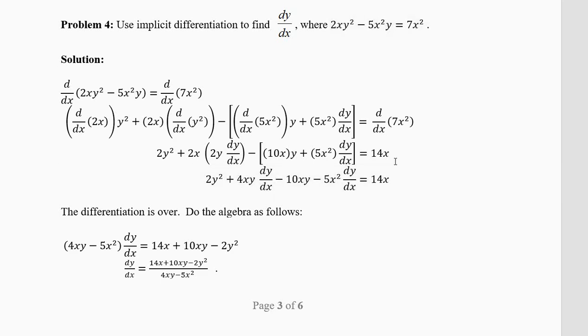Now the derivative of 7x² is 7 into 2x, which is equal to 14x. Now do the algebra. dy/dx is coming here, coming here. Write it here, open a bracket. Copy this 4xy from here and minus 5x² from here. Now 14x is on the right, do not disturb it. Take this 2y², you will get minus 2y². Minus 10xy when it goes from left to right will become plus 10xy. So now divide by this full bracket and remove the bracket if you want to. Do not try to do any more algebra after this.